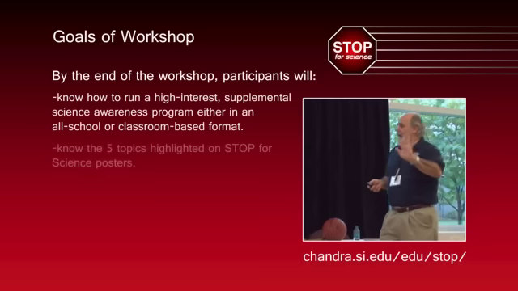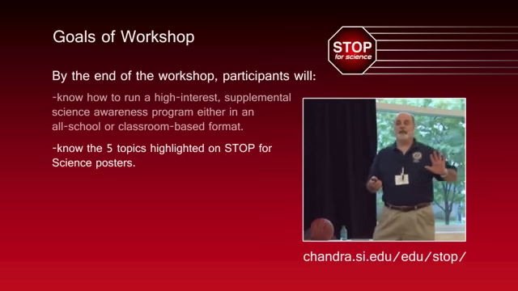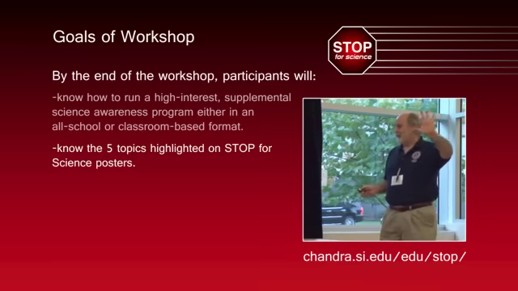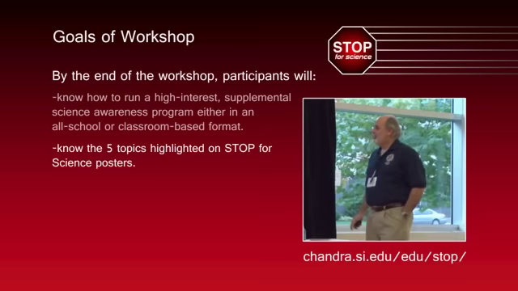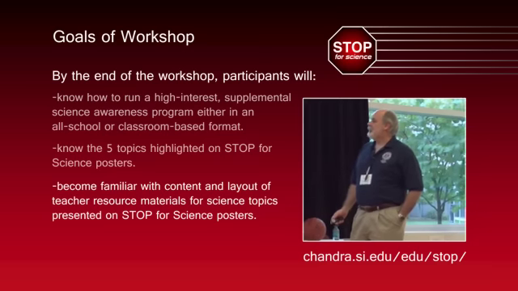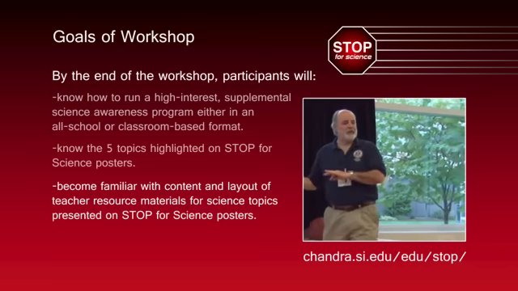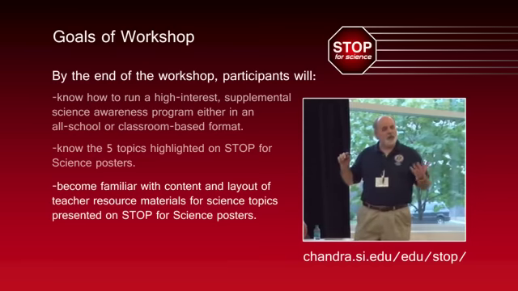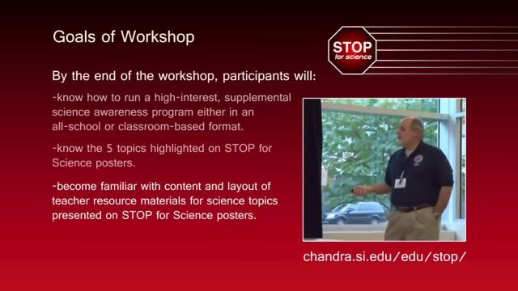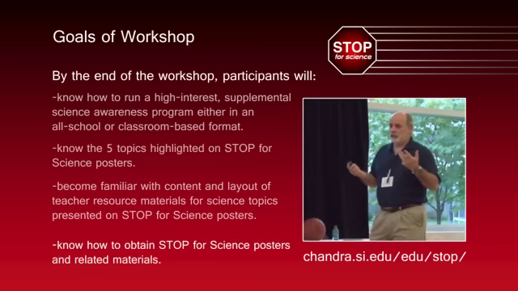We want you to be able to know the 5 different topics that are highlighted in the posters. Give you some clues. If you look around in front of you, up here to the right, you're getting a kind of an idea of what they are. There are 5 of them. Become familiar with the content and the layout of the teacher resource materials for the science topics presented in these posters. You're going to have time to interact with the posters, get an idea of what those are. There's a ton of materials that go with it, so we want to make sure that you have an idea of what kind of materials go with it that support the different topics in the posters. And then know how to obtain the materials that are free that you can get for your use.